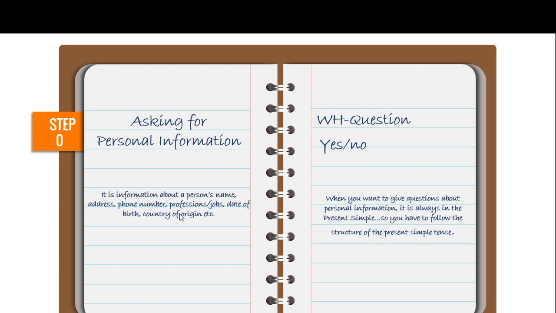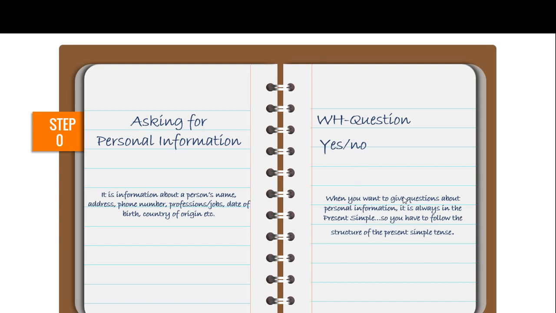Those are basic information that you need to know. When you are asking for personal information, of course, you need to make a sentence in question form. So you need to ask a good question, right? There are two types of questions. The first one is WH questions, or yes or no questions.